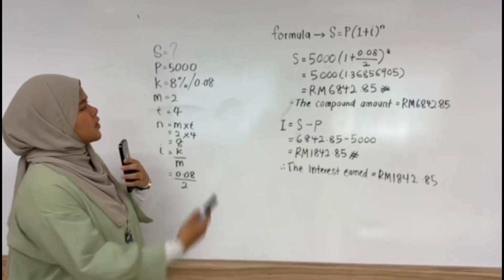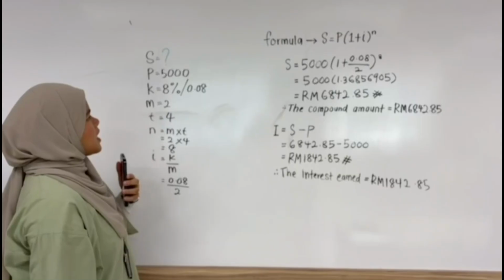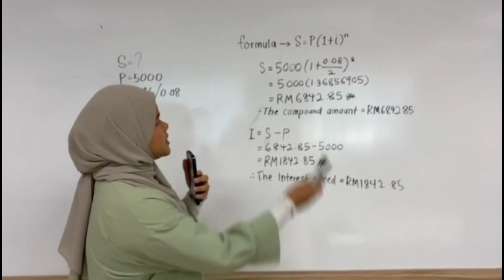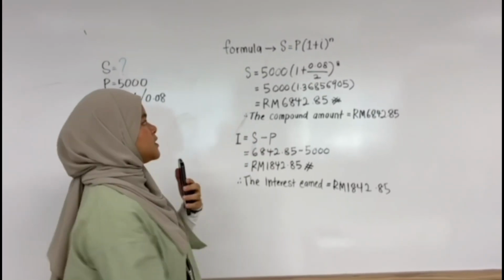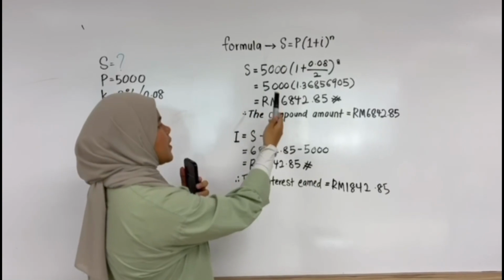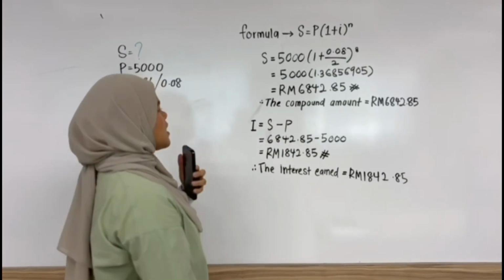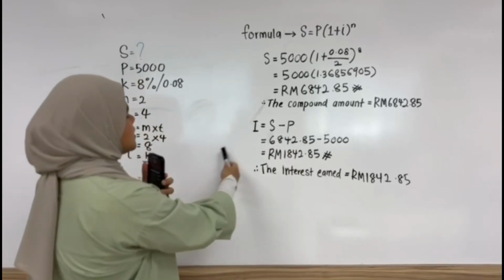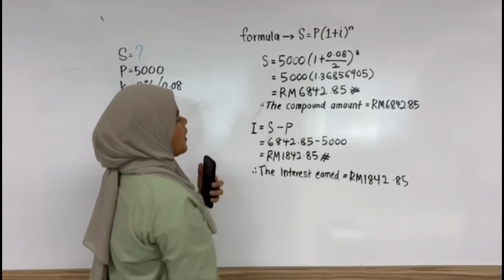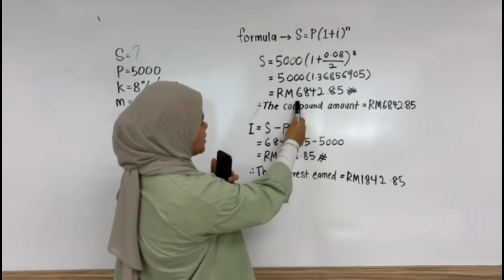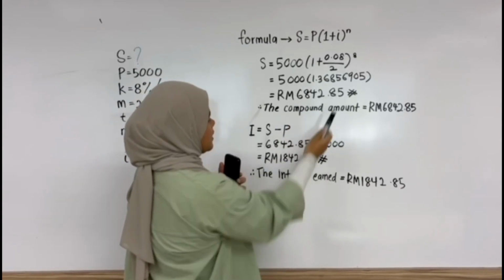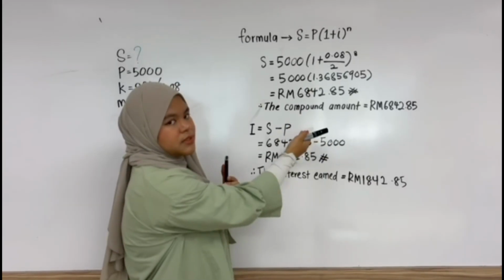So, we must list down all the information given. We're going to use this formula to solve the compound amount, which is S equals P bracket 1 plus i bracket to the power of n. So, we must insert all the information to solve this question. After calculating, we get 6,842.85 ringgit. So, this is our compound amount.